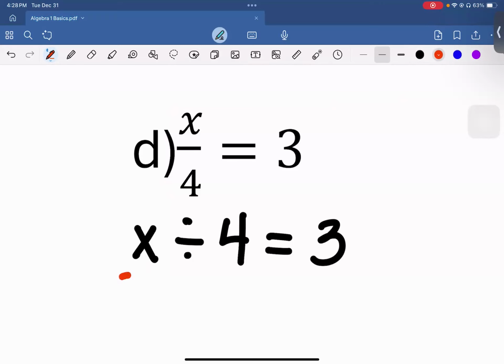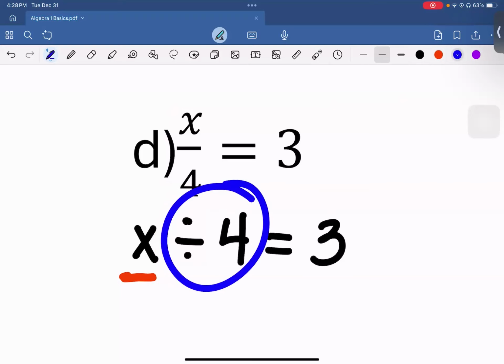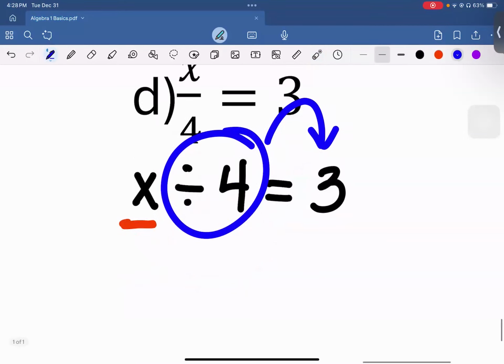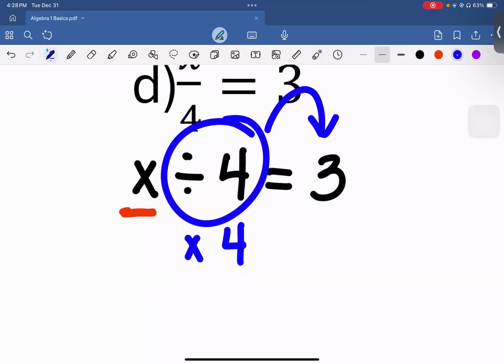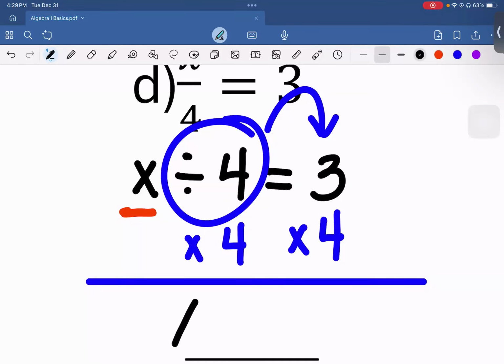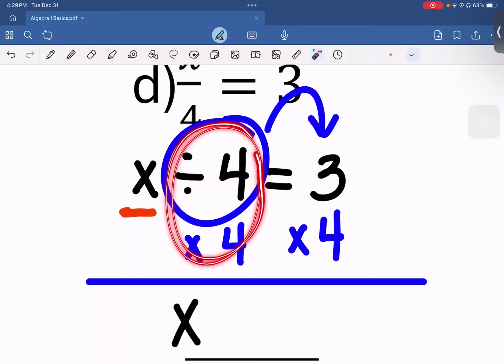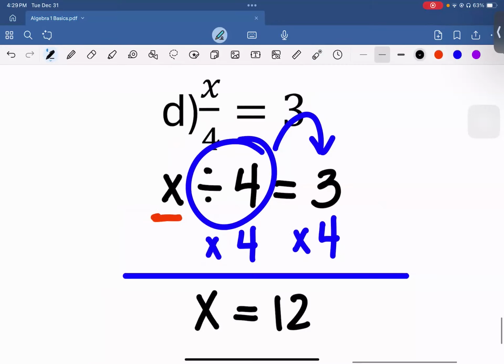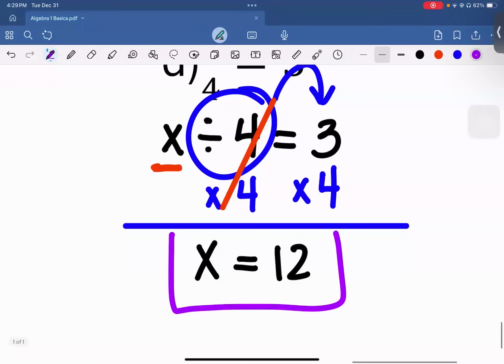And what I want to do is get the x by itself. So I'm actually going to circle this whole thing. Let me use my other color. I'm going to circle this whole thing. I'm going to bring it to the other side. The opposite of division is going to be multiplication. So all I'm going to do is multiply by 4, multiply by 4. Then we'll have x. We know that 4 divided by 4 is 1. I don't have to put the 1 here. And we know that 3 times 4 is 12. Perfect. And let's cross that out. Let's box our answer. We are good to go.